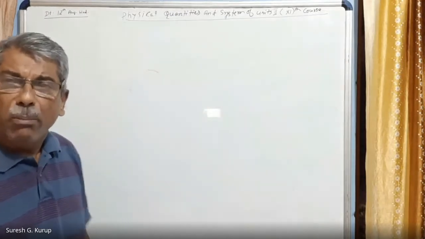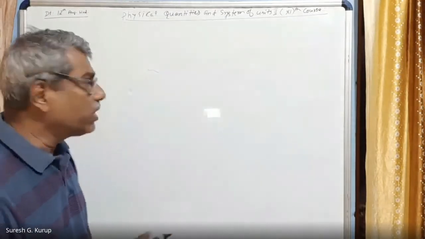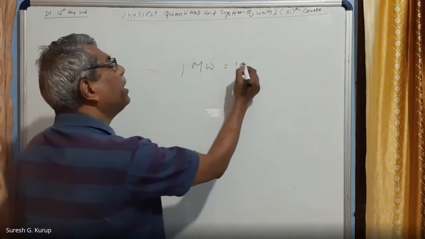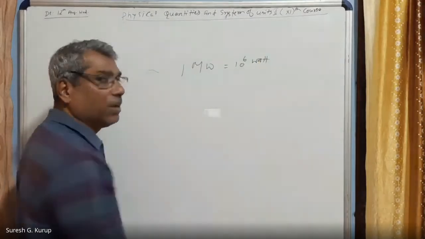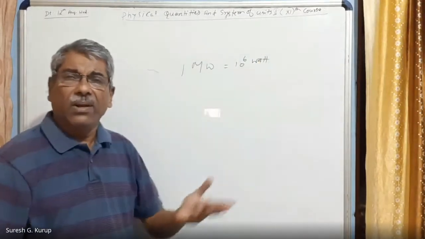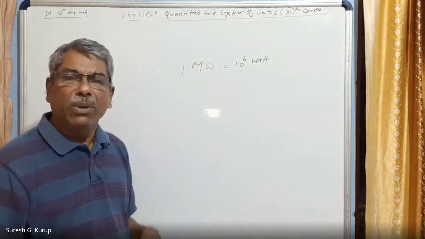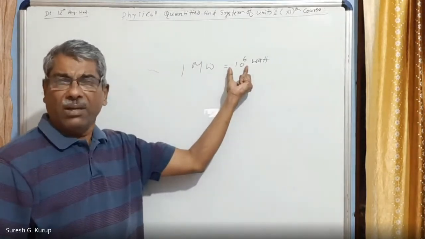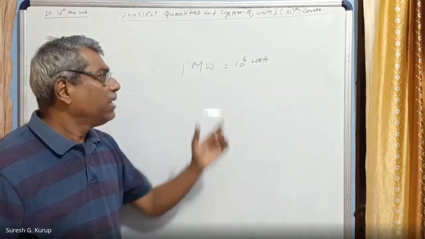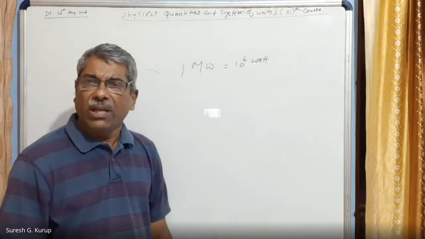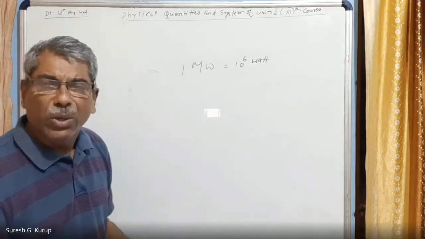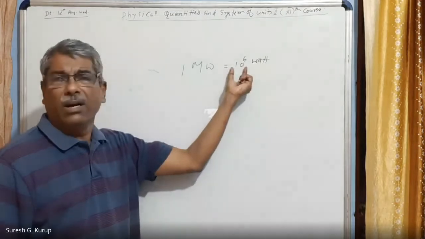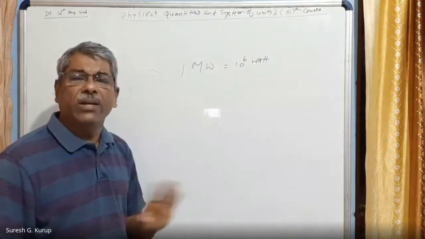For example, 1 megawatt is equal to 10 raised to 6 watt. Any multiples and submultiples can be obtained by multiplying by a power of 10. That means decimal. 10 means decimal, that's why it is called a decimal system. The multiples and submultiples of any unit can be obtained by multiplying that unit with a power of 10. That is why it is called a decimal system.